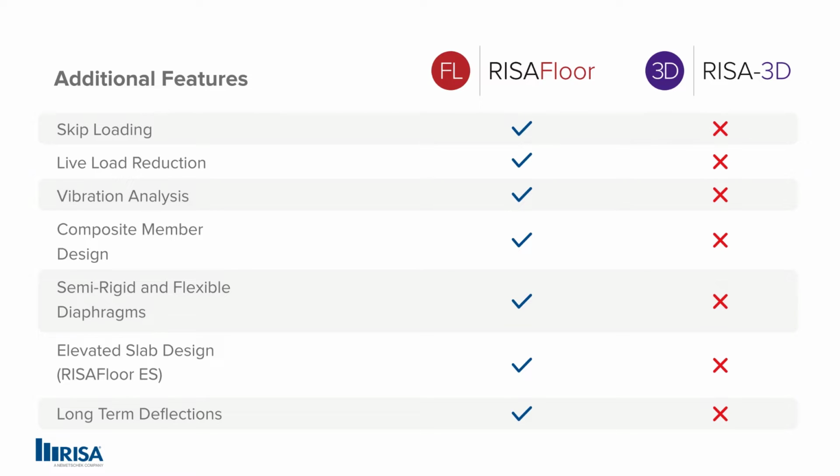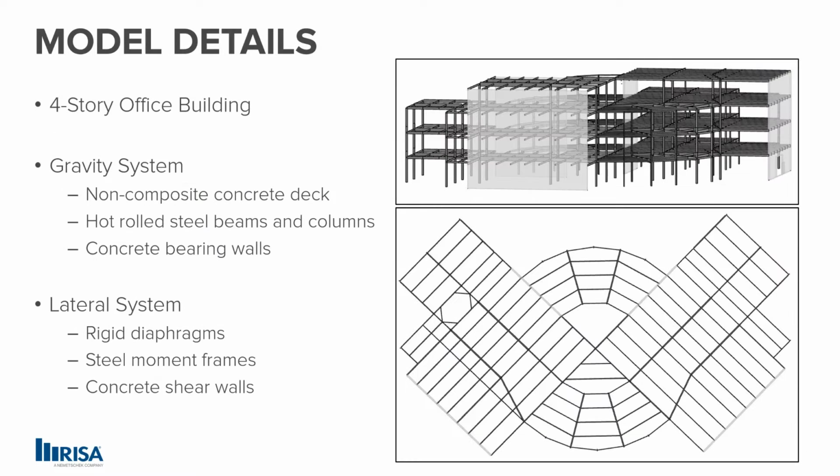Before we take a look at this overall modeling process, let's first quickly review the building structure for this exercise. The structure we're going to model today is a four-story office building that has non-composite concrete deck supported by hot-rolled steel beams and columns with a few reinforced concrete load-bearing walls. We're assuming that all floors have rigid diaphragms to carry lateral forces to ordinary steel moment frames and reinforced concrete shear walls. On the right, you can see an isometric and plan view of the completed building from this exercise.